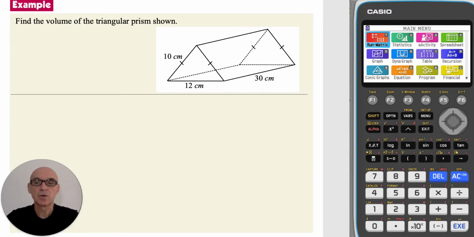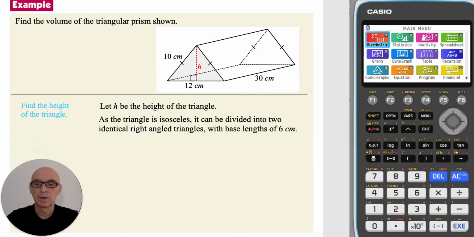In this question, we're asked to find the volume of the triangular prism shown. If we start by finding the height of the triangle, as shown on the diagram, let h be the height of the triangle. As the triangle is isosceles, it can be divided into two identical right-angled triangles with base lengths of 6 centimeters. In the shaded right-angled triangle, we can use Pythagoras' theorem to find h.